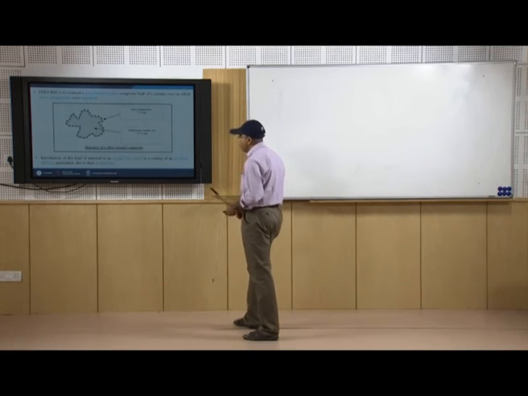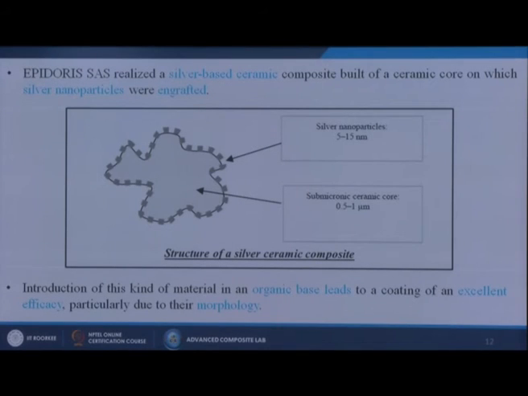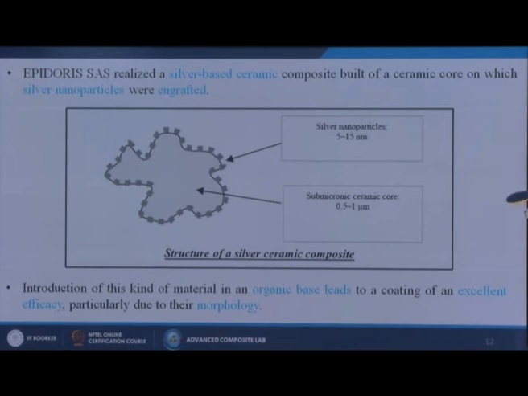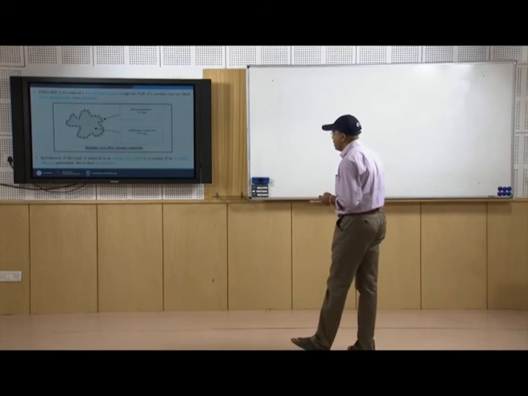Here is one example we are trying to show you: Epidoris SAS realized a silver-based ceramic composite built of a ceramic core on which silver nanoparticles were engrafted. Here, on the outside we are putting silver nanoparticles ranging from 5 to 15 nanometers, and the inside material is a submicron ceramic core of around 0.5 to 1 micrometer. So, this is the structure of the silver ceramic composites, where inside are the ceramic materials and outside we are putting the silver materials. Introducing this kind of material in an organic base leads to a coating of excellent efficacy, particularly due to its morphology. These are all added advantages of this kind of biocide mechanism.